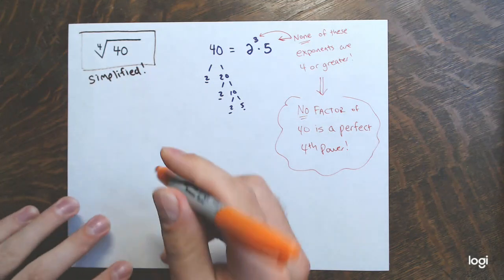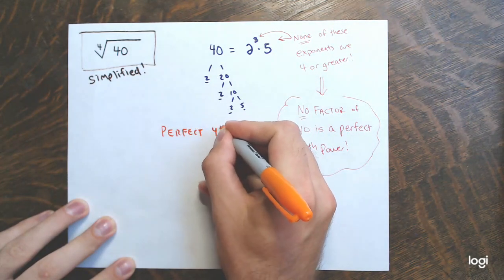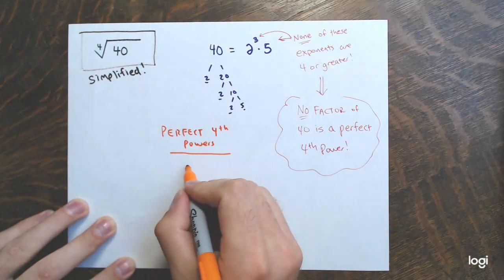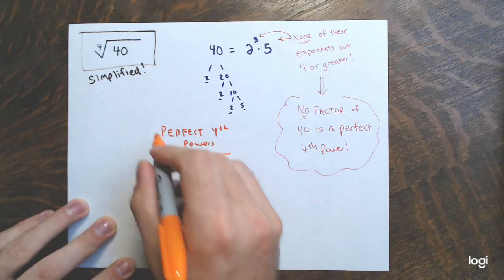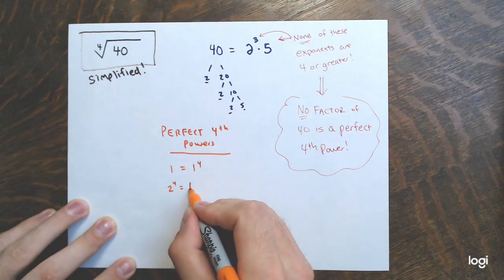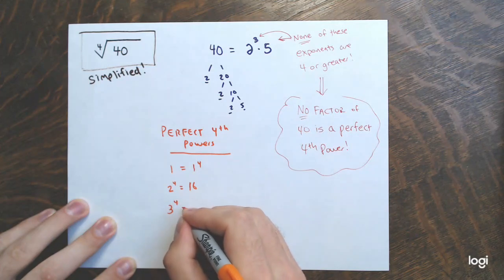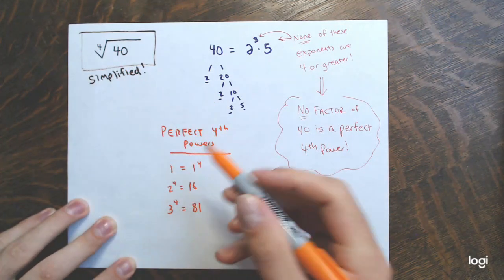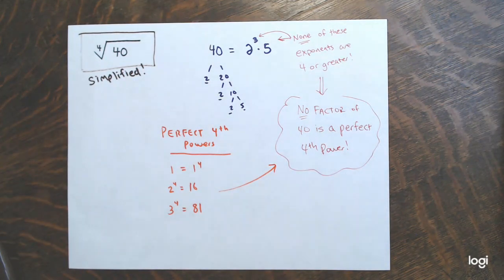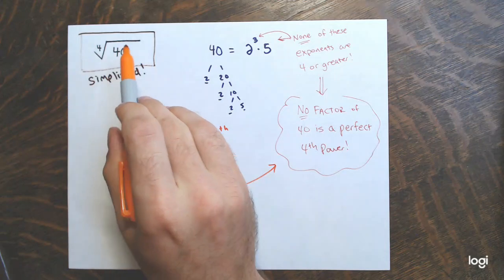And if you want to see that even further, let's start writing some of the perfect 4th powers. Again, 0 I'm not going to do. 1, again, doesn't matter, 1 goes into everything. 2 to the 4th is 16. 16 doesn't go into 40 evenly. 3 to the 4th is 81, and that's too big, and so you can right away see that, again, no factor of 40 is a perfect 4th power. So that is already simplified. I don't have to do anything else. I just leave it as the 4th root of 40.